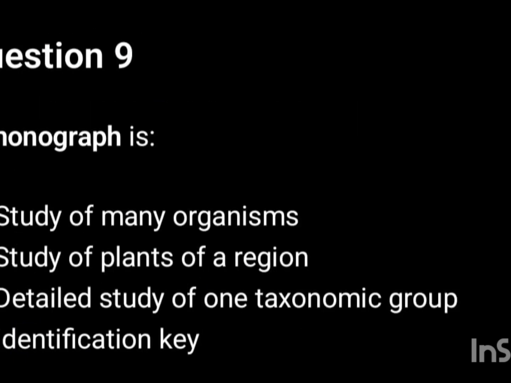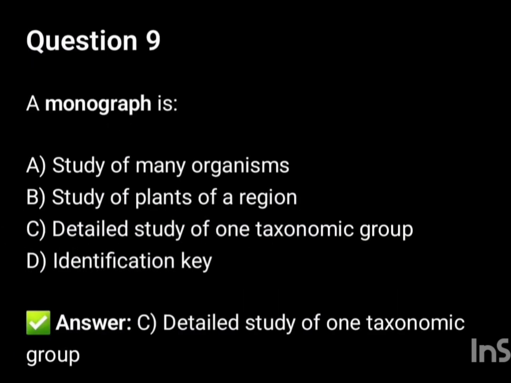Question number 9. A monograph is? Options: A, study of many organisms, B, study of plants of a region, C, detailed study of one taxonomic group, D, identification key. The correct answer is C, detailed study of one taxonomic group.